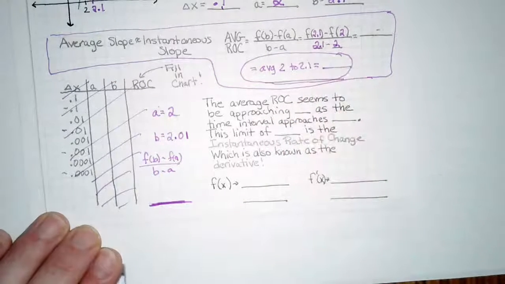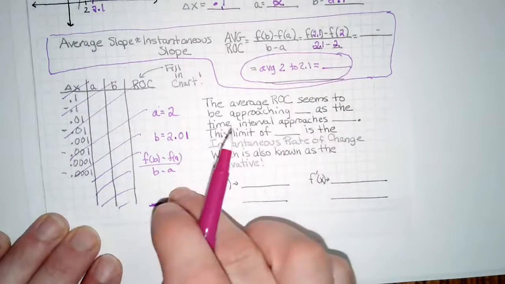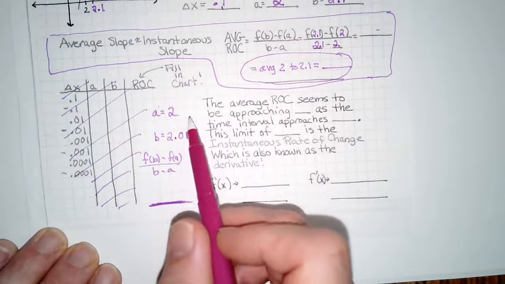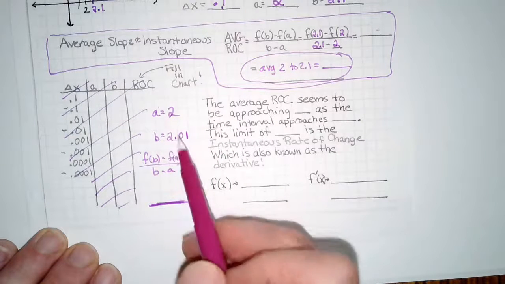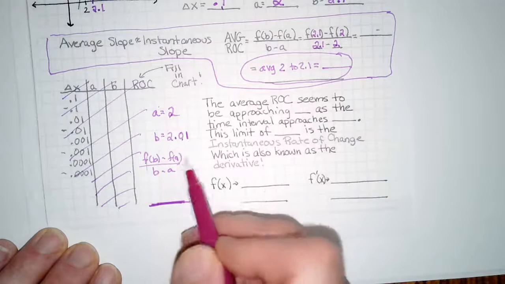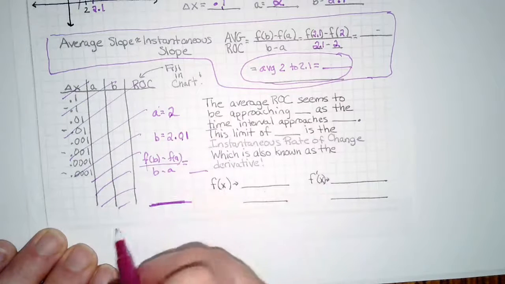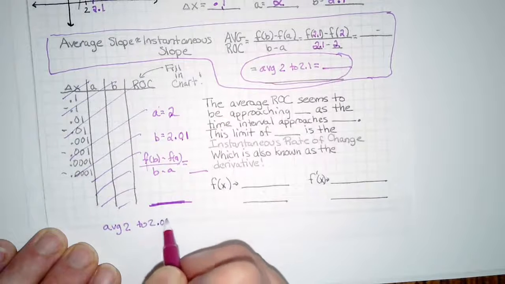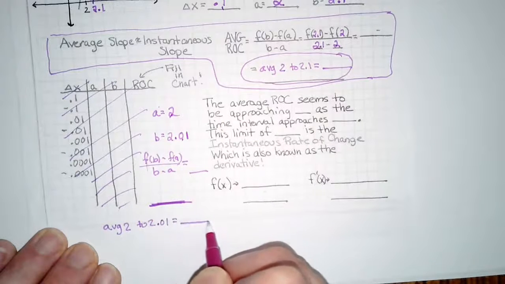And then for this other problem, you're going to do the same thing. You're going to find A at 2, B at 2.01, fill in the formula, get an answer, and then you will text to me average 2 to 2.01, and you will send me an answer. And we will pick up from there.